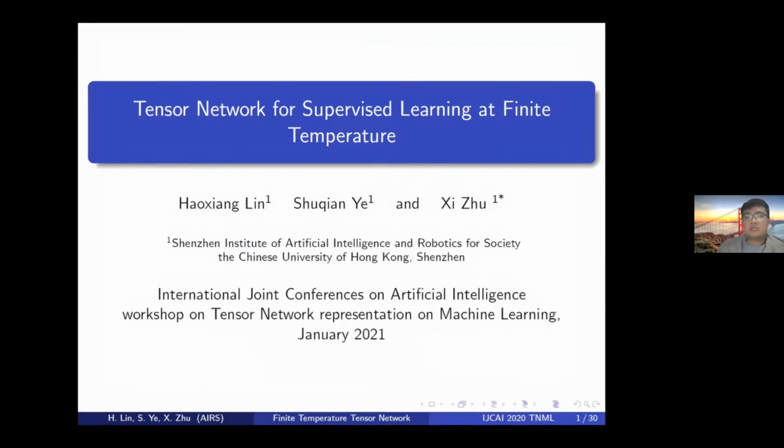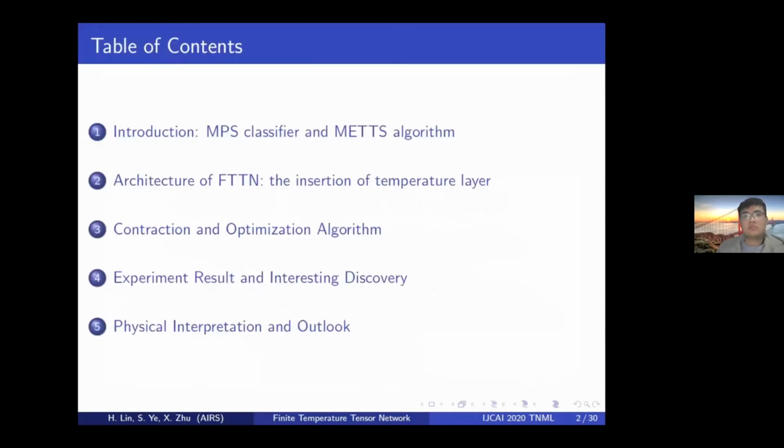Today I'm going to talk about our work, Tensor Network for Supervised Learning at Finite Temperature. This is a joint work with my collaborator Shu Qianye, who conducted the experiment, and my supervisor Xi Zhu from ELS, CUHK Shenzhen. The large variation of dataset is a huge barrier for supervised learning tasks.